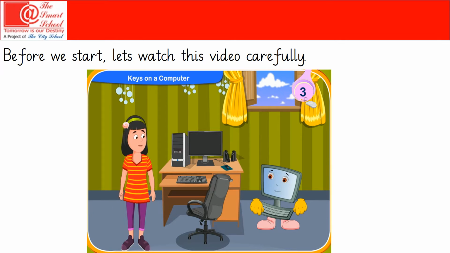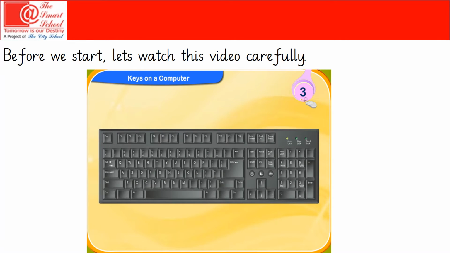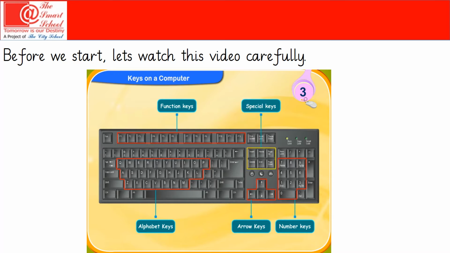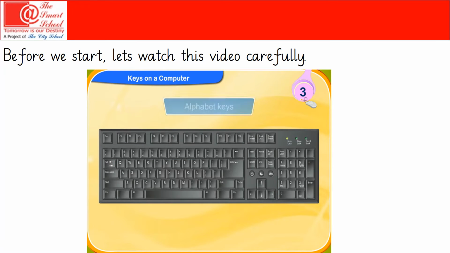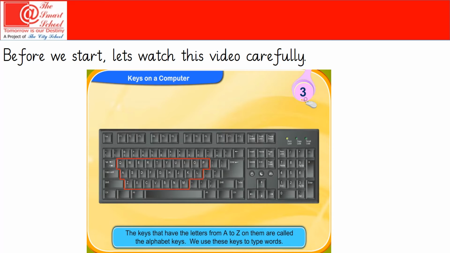Please refresh me. Okay. A keyboard has different set of keys on it. They are the alphabet keys, number keys, function keys, cursor keys and special keys. Right now, I will not forget about them. Then tell me what the alphabet keys are. The keys that have letters from A to Z on them are called the alphabet keys. We use these keys to type words. As there are 26 alphabets in the English language, so there are 26 alphabet keys on the keyboard.